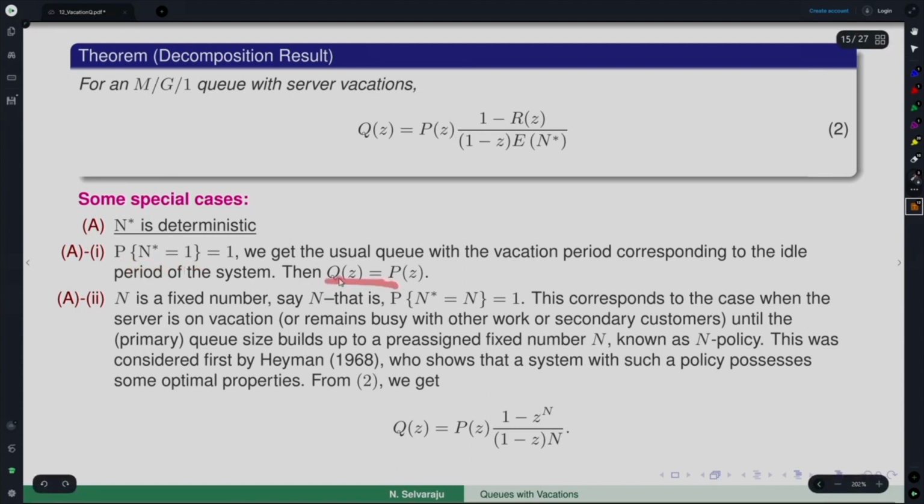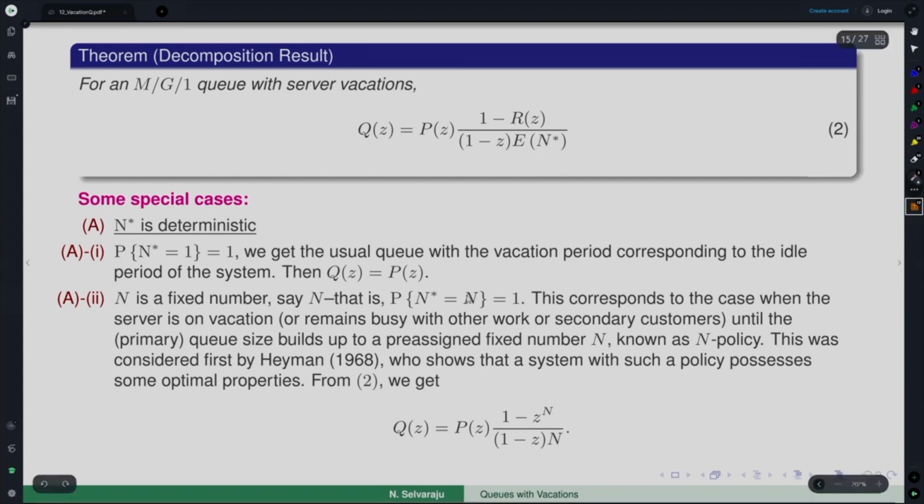In this particular case, Q of Z will become P of Z because n star equal to 1, so this is 1, and 1 minus R of Z is also simply Z. So, this goes away, and you will end up with only P of Z. As opposed to this, suppose n is a fixed number as happens in a T n policy situation, because you do not start the service when there is at least one customer, but some n number of customers. Many a time the problem there is to determine what this optimal n is. So, that is another problem related to this situation.